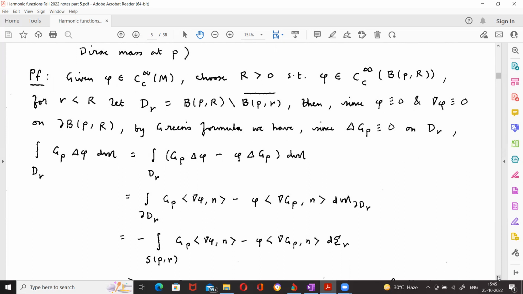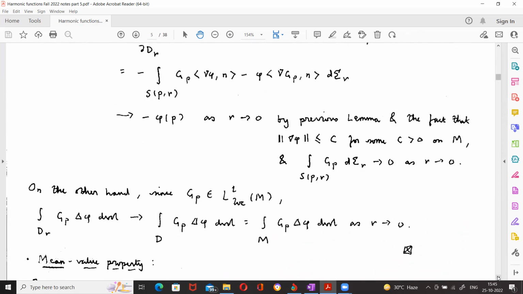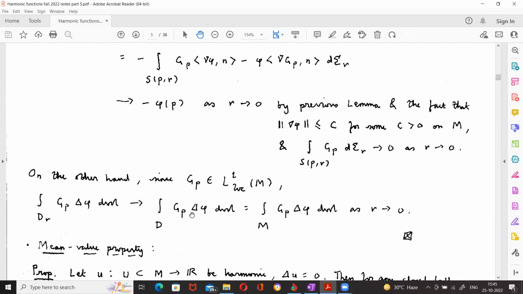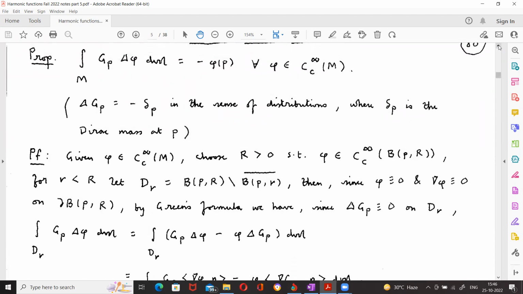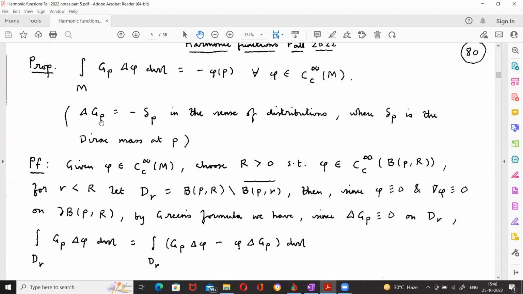So therefore, this integral over the annulus will converge to the integral over the whole domain as r tends to 0. Okay. Is this all right? Yes, sir. So we get that we have this distributional solution to the Laplace equation, right? This is often called a fundamental solution to the Laplacian, because in R^n, once you have this, you can construct any solution to the Laplace equation by convolution.